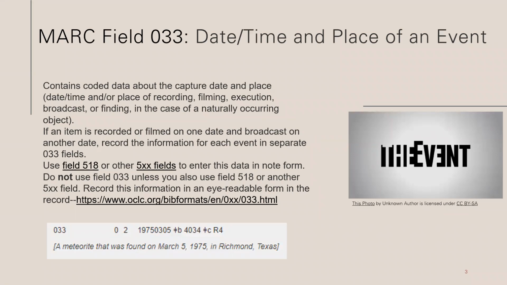Unfortunately, I don't have any examples of a naturally occurring object, but I do have examples of the other types of events. I have provided an example from OCLC's bibliographic formats and standards on the bottom of the slide. Just ignore the weird spaces between the MARC field 033 and the indicators 02 in the example on the slide. The 033 field is coded for a meteorite that was found on March 5th, 1975 in Richmond, Texas. I will go over how the subfields are coded on the next slide.